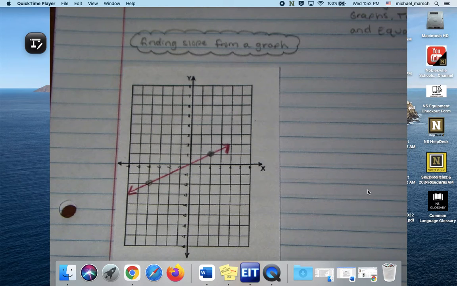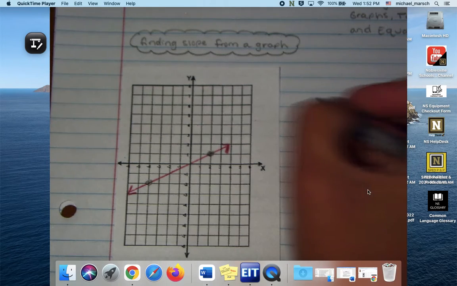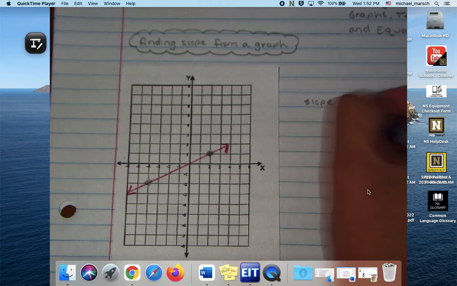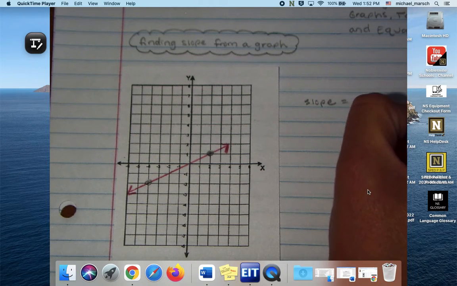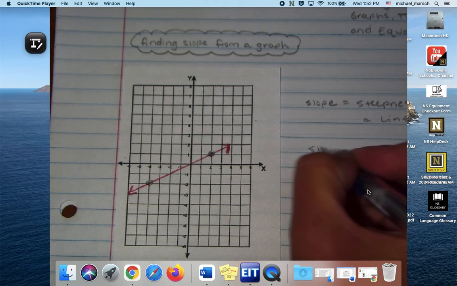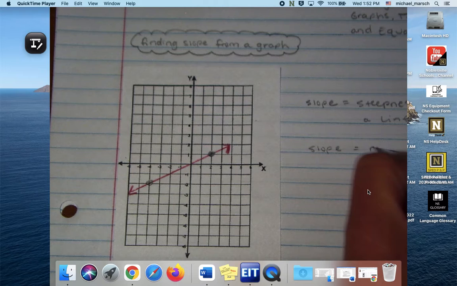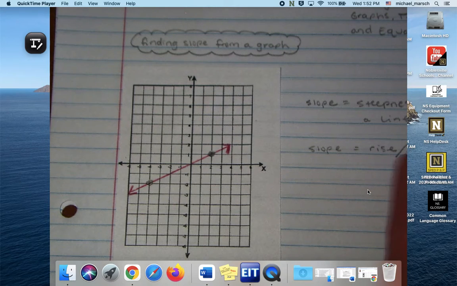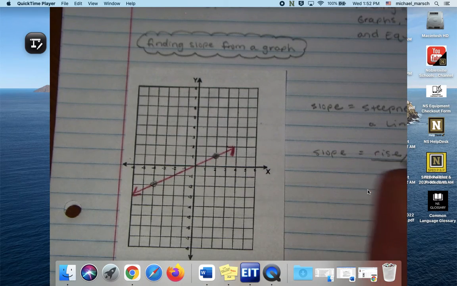This is what we talked about briefly at the beginning, slope equals steepness of a line. We show that by doing rise, and I like to say or fall, over run.